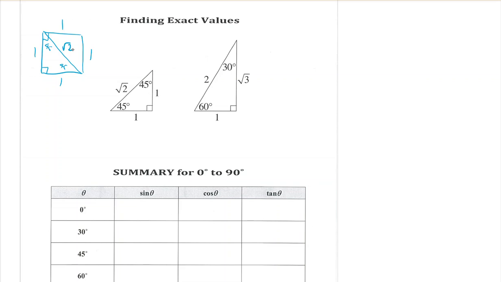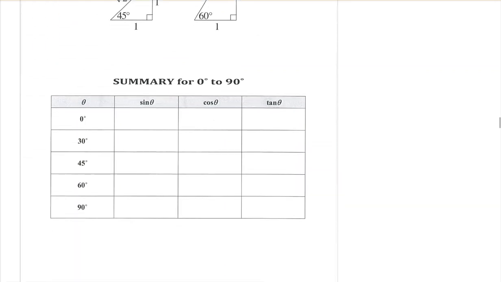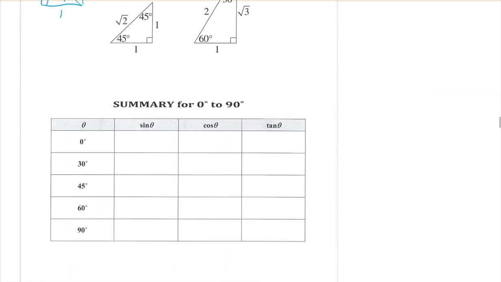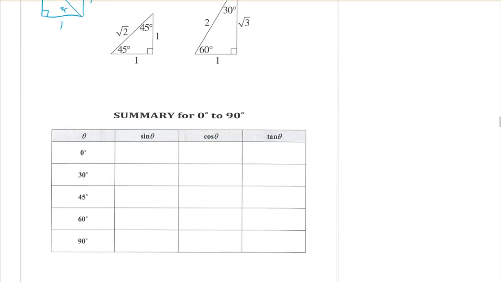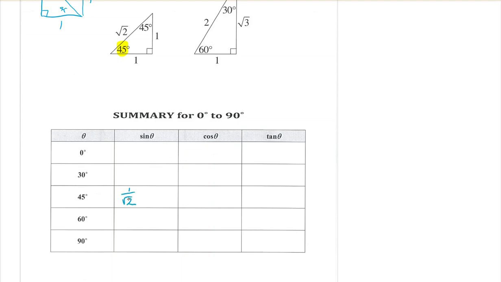So if you want to find sine of 45 exactly without using your calculator, sine is opposite over hypotenuse. In that triangle, I'm just going to use that 45 degrees, you can use either. Opposite is 1 and hypotenuse is root 2. So sine of 45 is 1 over root 2.